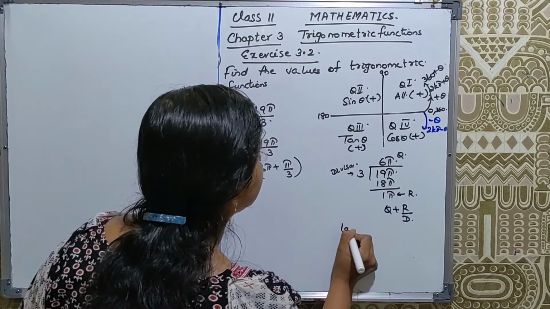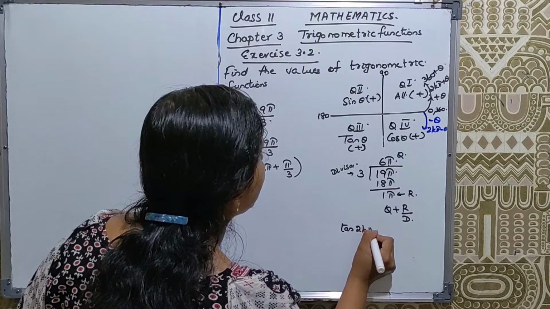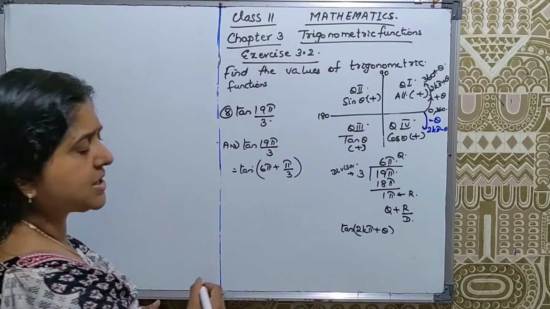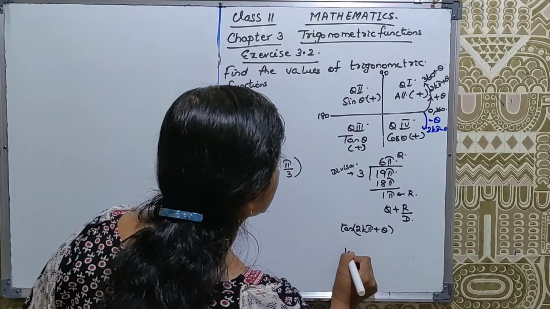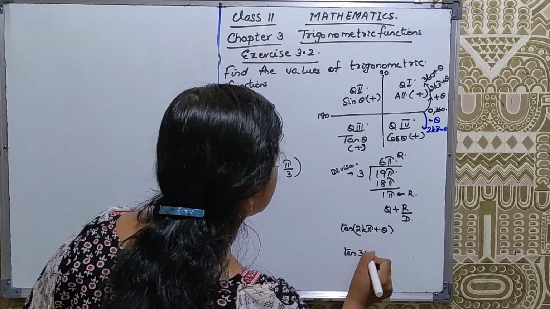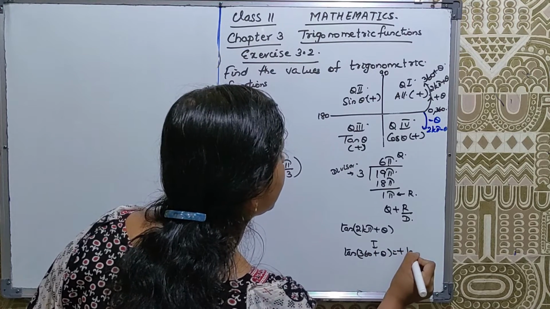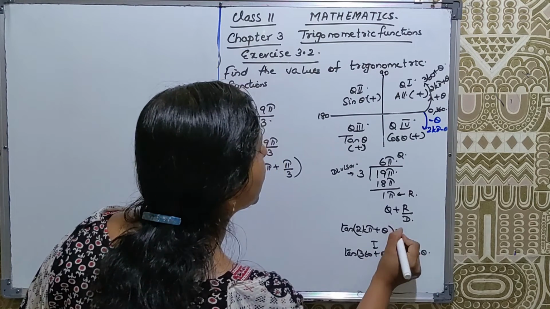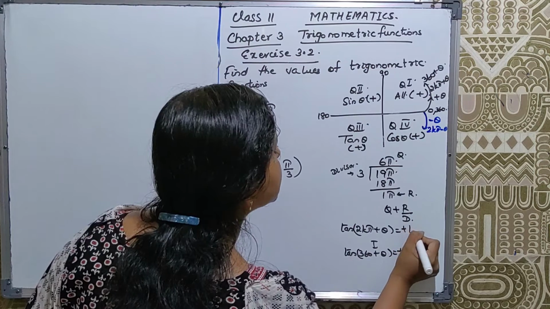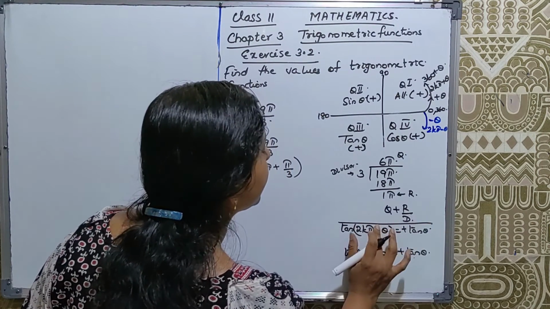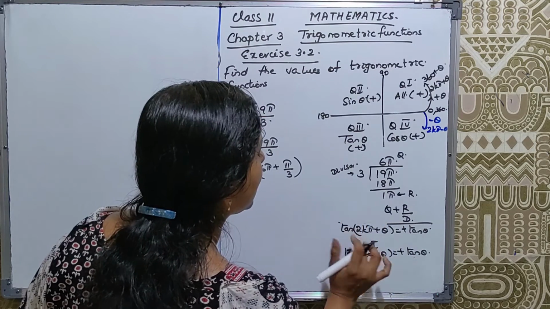So I'll write tan(2kπ + θ). In quadrant 1, all the multiples of 360 plus theta give plus theta. So it will be tan(360 + θ), which in quadrant 1 is equal to plus tan θ. So tan(2kπ + θ) will be plus tan θ. This is belonging to quadrant 1.